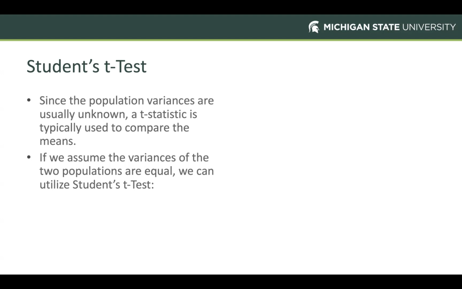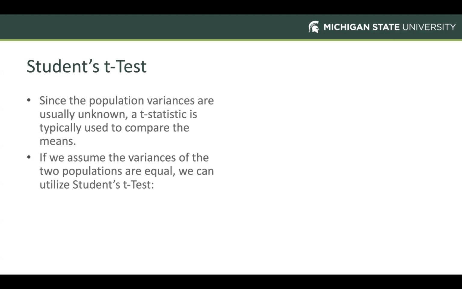So this had to relate to manufacturing and distribution at a distillery. And so since the population variances are generally not known to us, rather than using the Z statistic, we're going to use the T statistic, okay?